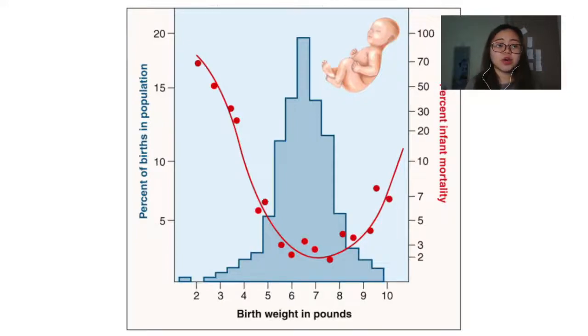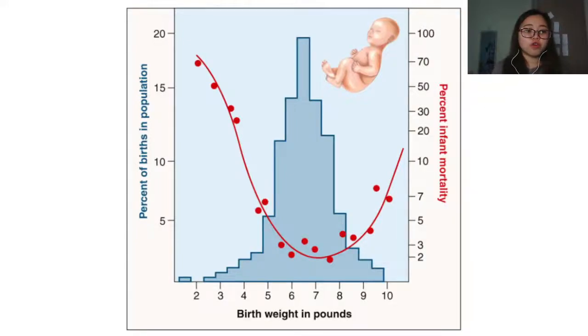Which is why when we look at the graph for the birth weight and the percentage of births in population, we can see that most of the babies that are born will have their weight around the average range. And we also have another graph here. You can see the red line with the red dots. That is the percent of infant mortality. So yang warna merah itu adalah menunjukkan berapa persen daripada baby yang lahir pada berat ini, berapa persen daripada mereka akan meninggal. How many of them would not survive their infancy?